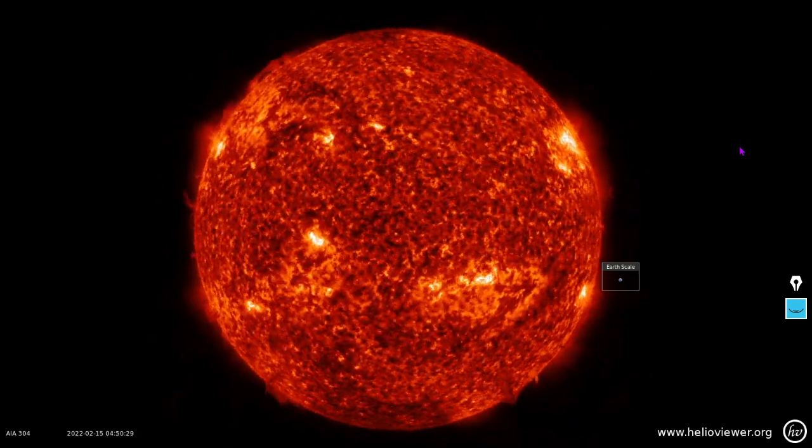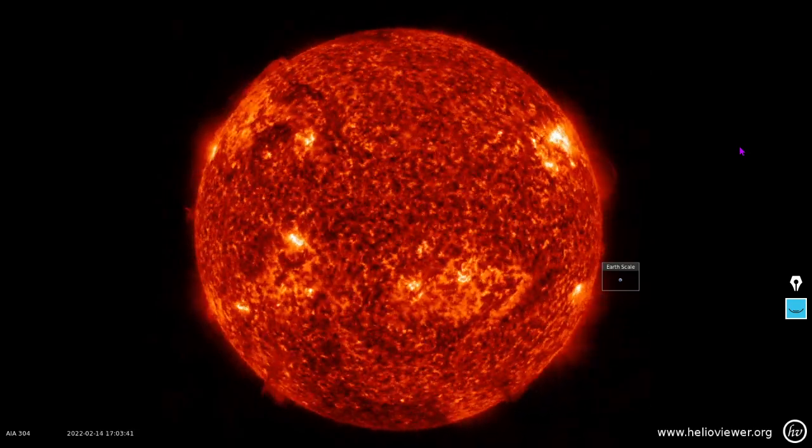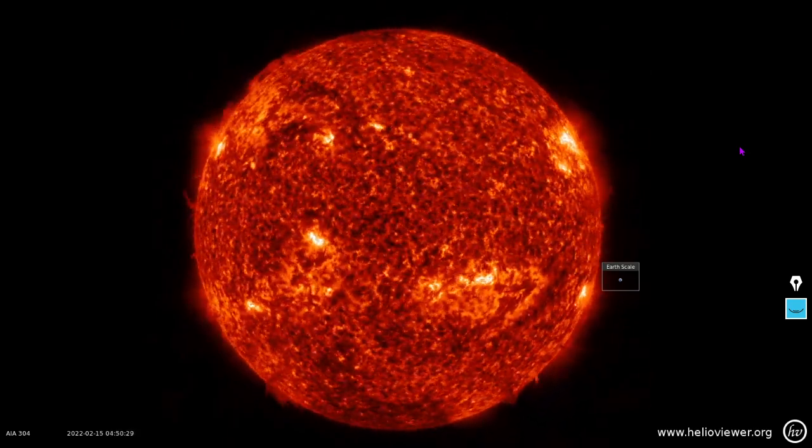Here's 304 angstroms ionized helium all by itself. We've subtracted the 335 angstroms.